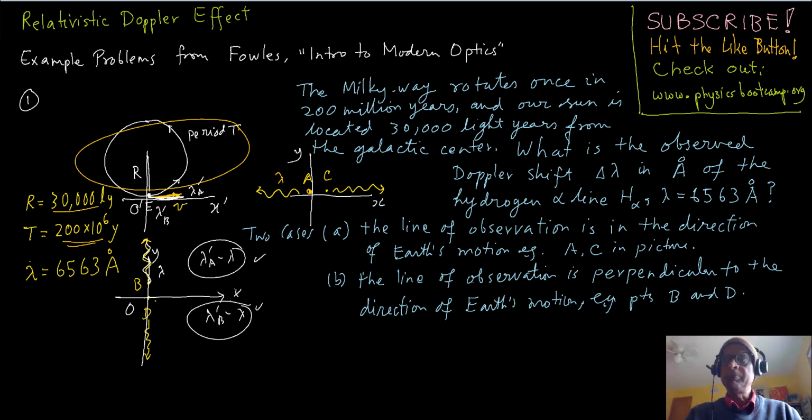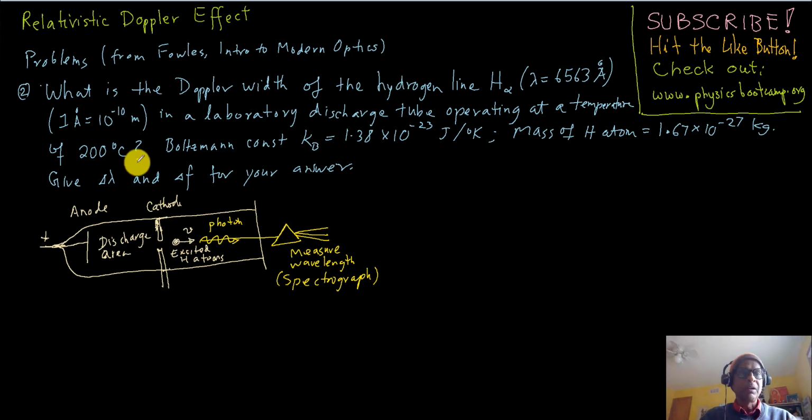I'll say another problem, another problem that we can encounter, also a simple problem to solve. Here is a discharge tube, and with high voltage between cathode and anode, there will be discharge, and hydrogen atoms can become very excited and move very fast. They'll move because of thermal motion, and from the given temperature, we can figure out how fast they are moving.